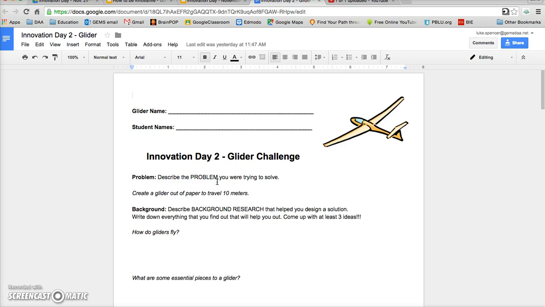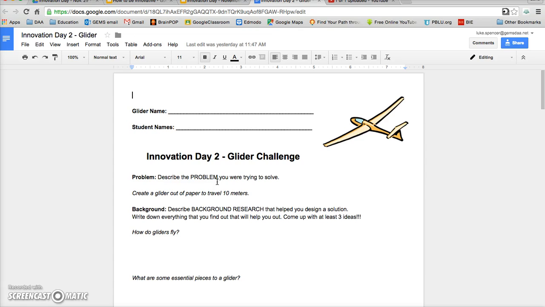Before we even start talking, I just want to re-emphasize the fact that it's the process that matters the most when it comes to innovation, to engineering. You've got to focus on making sure that you hit every single step. If you just start off trying to make a glider and folding up paper and testing it, you're not doing it right.